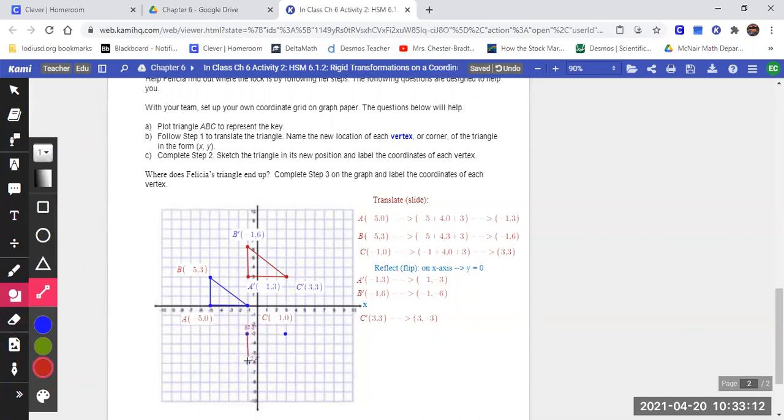Did we do all 3 things that it asked us to do yet? No. What do we still need to do? According to the rules, we did a translation now. We did a reflection. What was the third move that they wanted us to do? What was the third move that they wanted us to do? Rotate. So let's get this one in here.